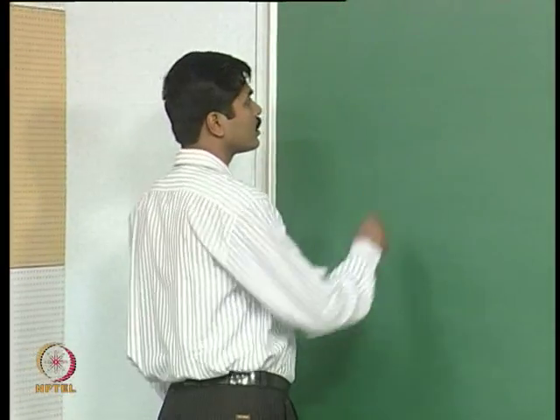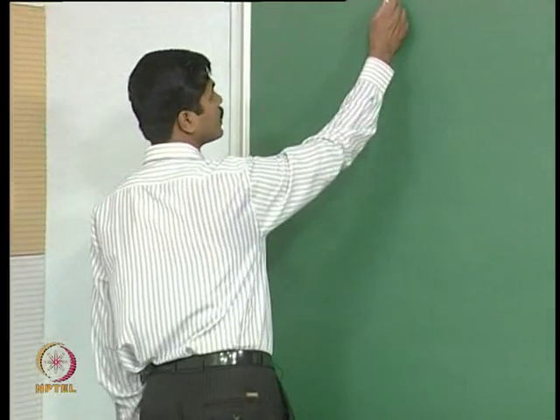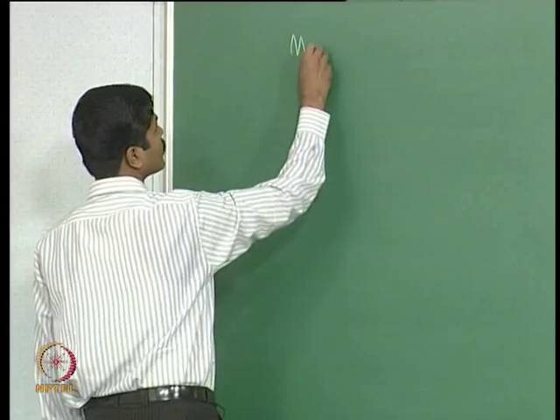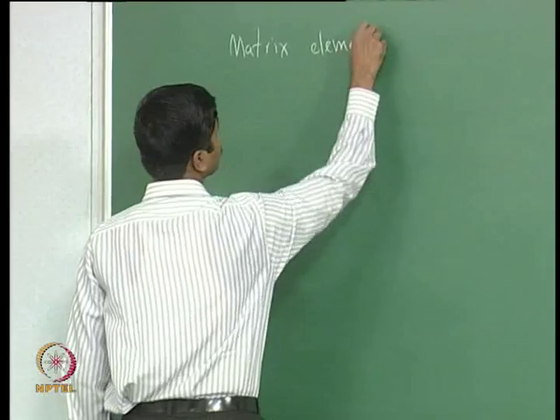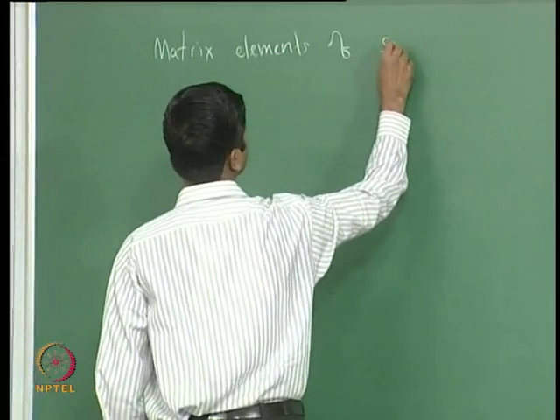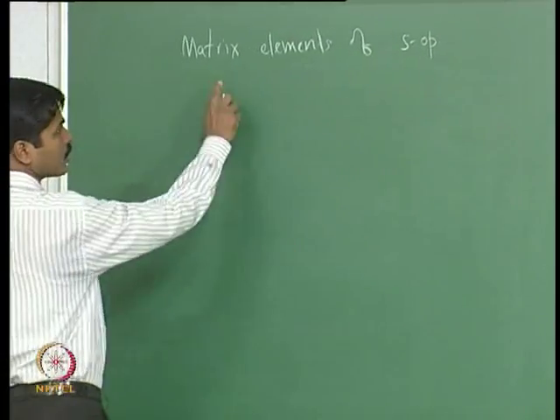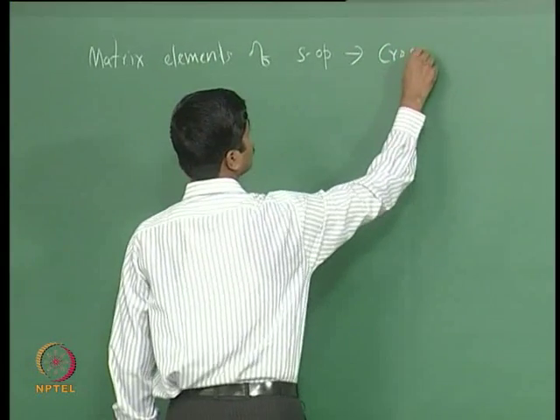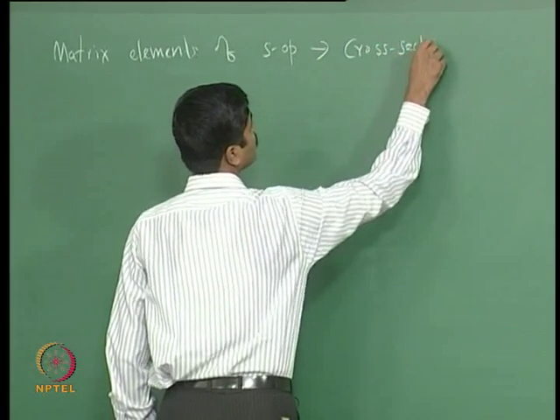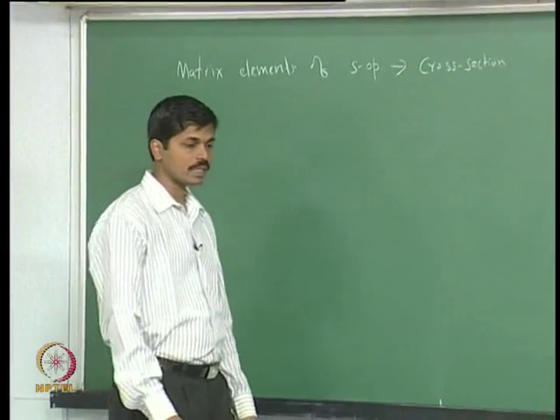Last lecture we saw the scattering cross section. We derived a formula for the scattering cross section and expressed it in terms of the matrix elements of the S operator. So, the matrix elements of the S operator give us the cross section, which is an experimentally measurable quantity.